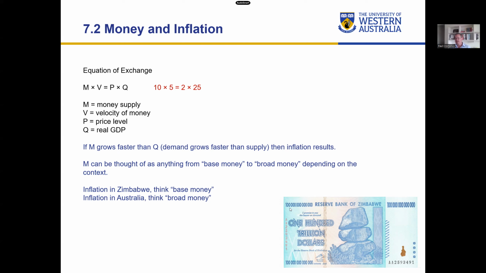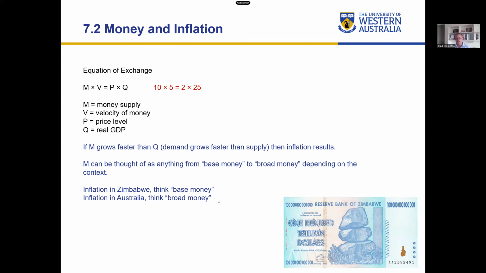When that happens, over time, you need banknotes which have an increasing number of zeros on them. Whereas if I was using this equation for Australia, I would be more inclined to think of M as broad money and model the relationship between broad money and the price level. When I say model, I'm talking about calculating the correlation between those two variables over time. So for Australia, broad money and the price level. One would be measured in dollars and cents, broad money. The price level would be an index number, but I could simply calculate the correlation between those two variables over time.